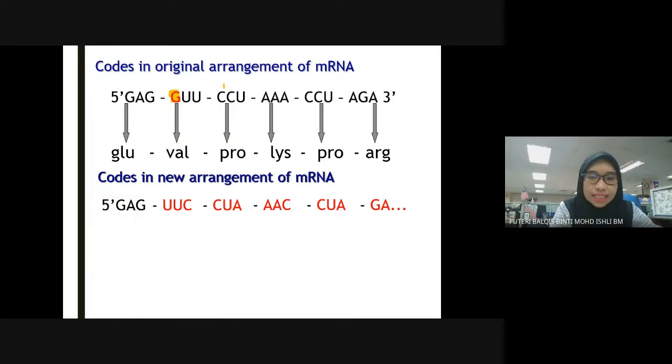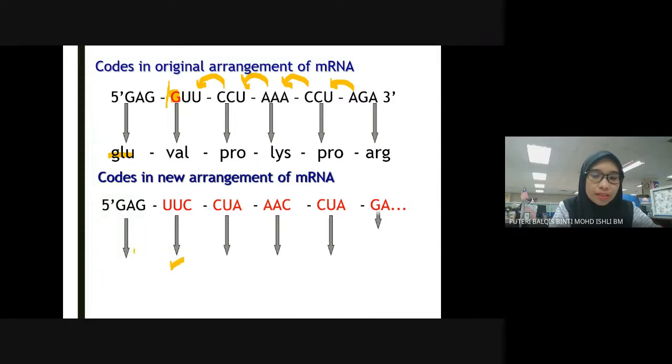So apa yang jadi, C ni akan pergi pada sebelah. Okay, sama juga, A ni akan move. Okay, frame shift. C ni akan pergi sebelah and A ni akan pergi pada sebelah. Sebab itulah dia akan jadi UUC, CUA, AAC, CUA, GA. So what happens is the amino acid ini akan sama lah, sebab mutation tak berlaku kat sini. Mutation berlaku start pada sini. So start daripada 2 ni lah, dia punya amino acid akan jadi lain.